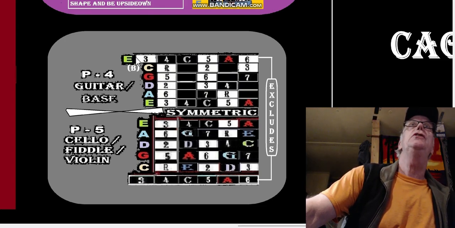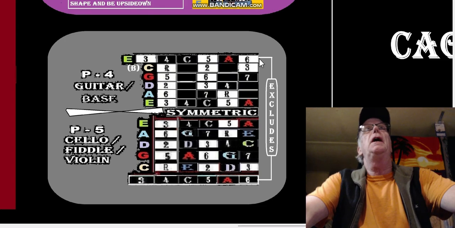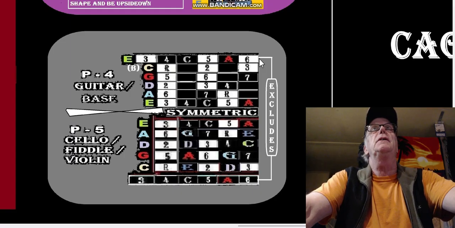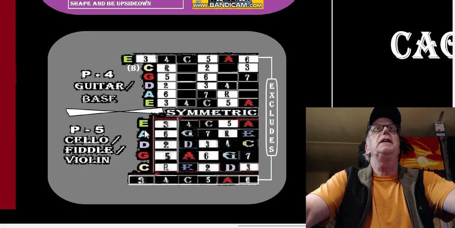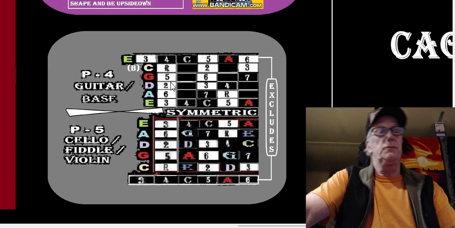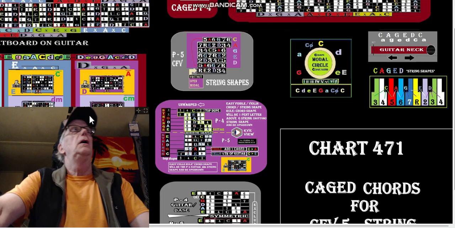We're gonna exclude the top string of the P4 tuning, and we're left with, believe it or not, C, G, D, A, E notes. That's the CAGED system. C, G, D, A, E, mirror image. I'm over here now.